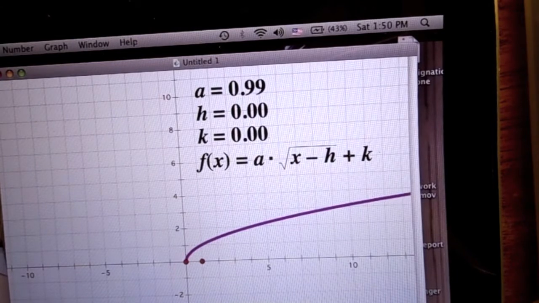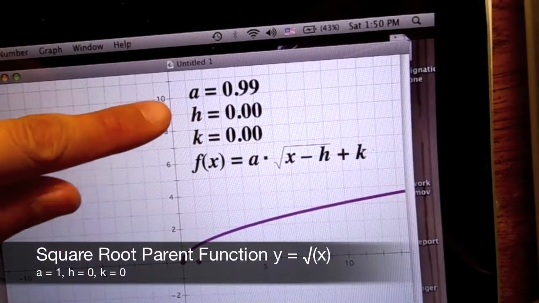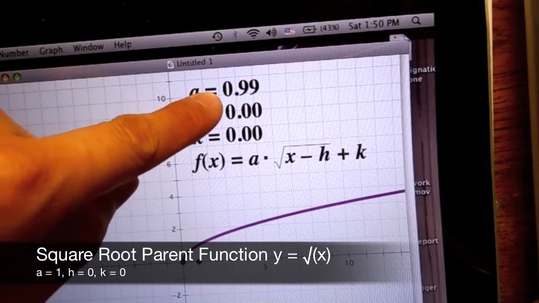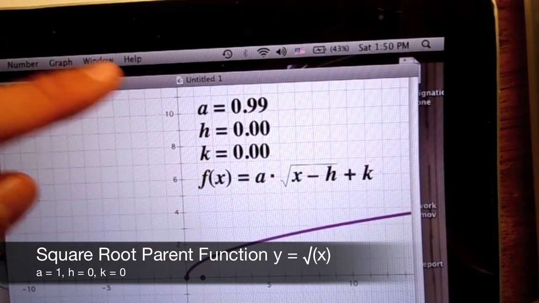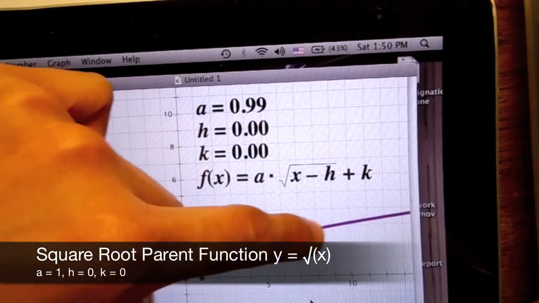I'm going to increase the a value here. We already have it at the parent function. Let's just assume that it's at 1, because the sketchpad is wonky sometimes and it won't let me move it to 1. Well, anyway, this is the parent function for the square root.